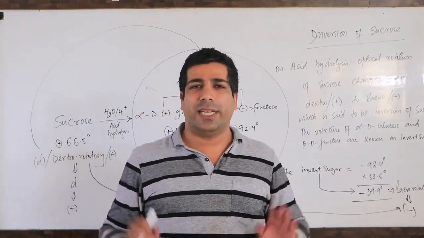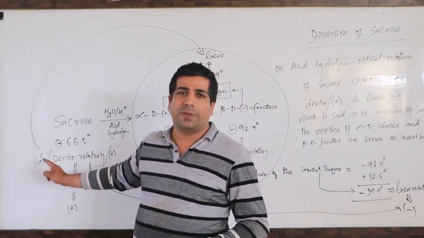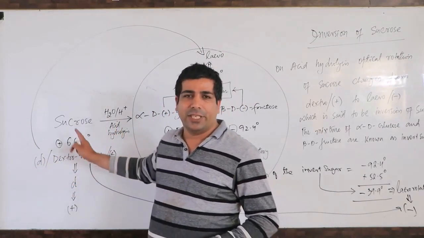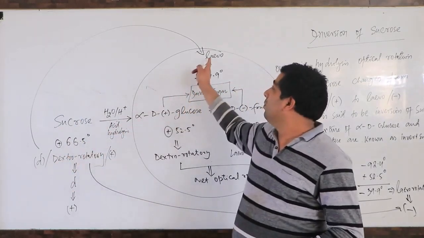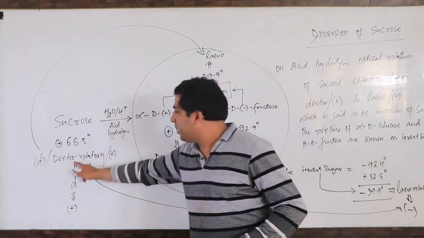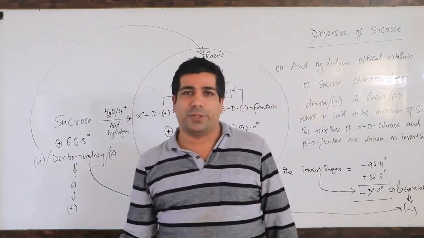So now we can tell that the optical rotation of sucrose on acid hydrolysis has changed from plus, that means dextro, to levo, because sucrose gives me invert sugar. So D changed to L. Okay? I hope you have understood.